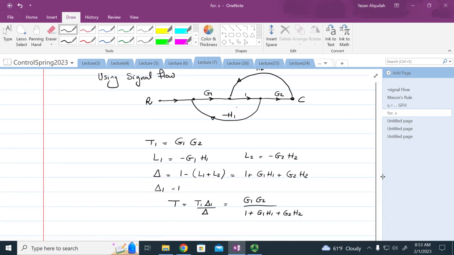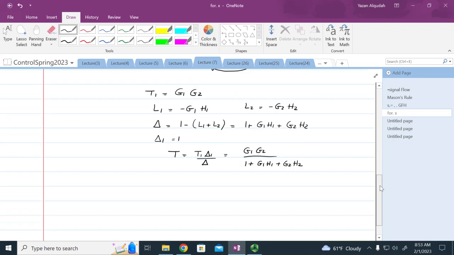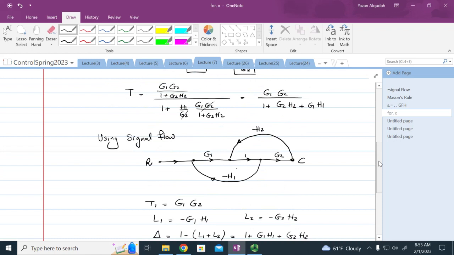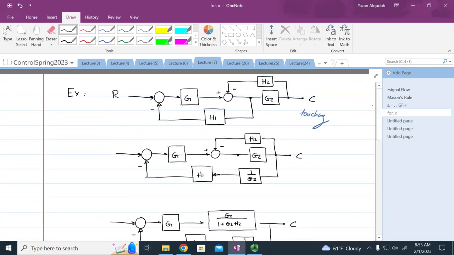Okay. Any questions? Again, we see how these loops are touching. They have this branch in common. So if you removed an entire loop, would the other loop be able to remain? If they're touching and I remove one of the loops, then the other one will be broken. Okay.